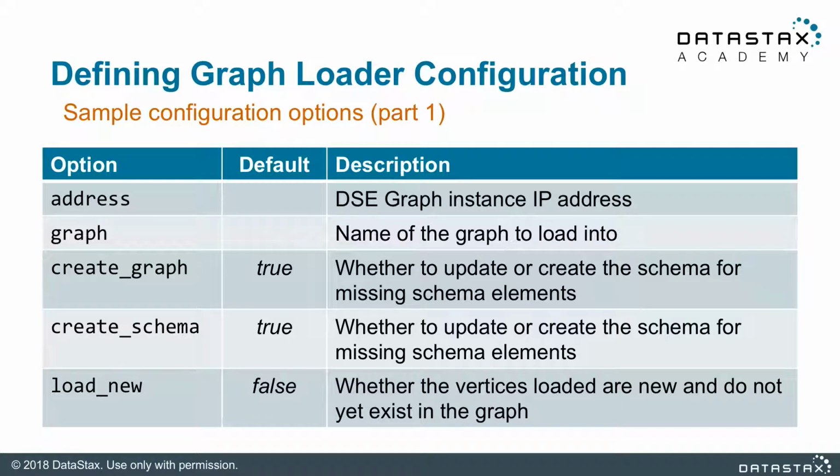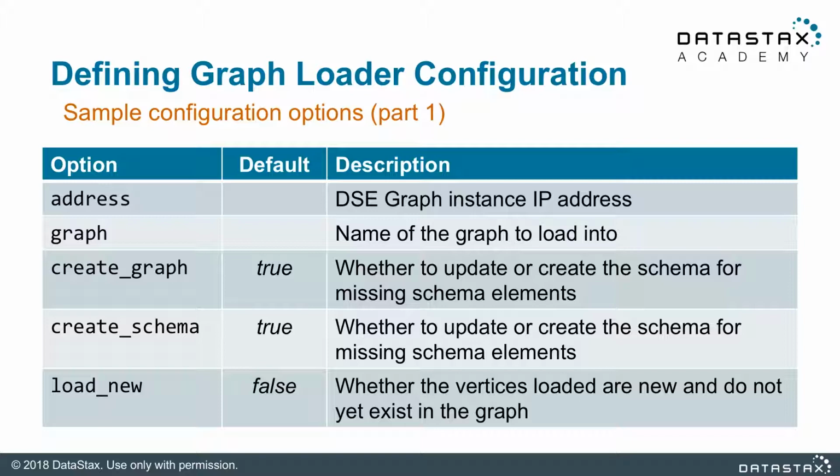Here are some of the configurations that you can define with the DataStax Graph Loader. The options address and graph are straightforward and required. Create graph enables the creation of a new graph by default. And if you want the best performance, you should be loading data into an existing graph with well-defined schema that has indices to support useful lookups during data loading. Therefore, create schema should be set to false.